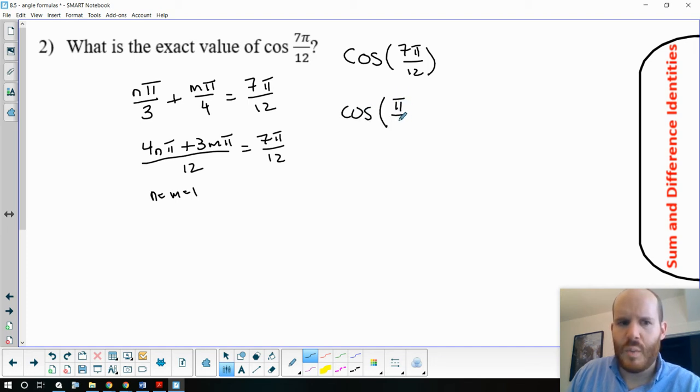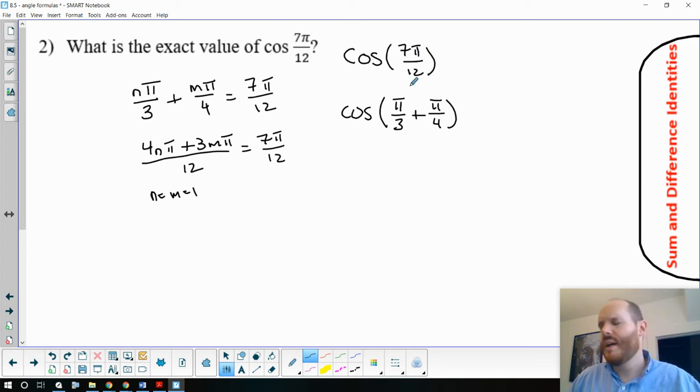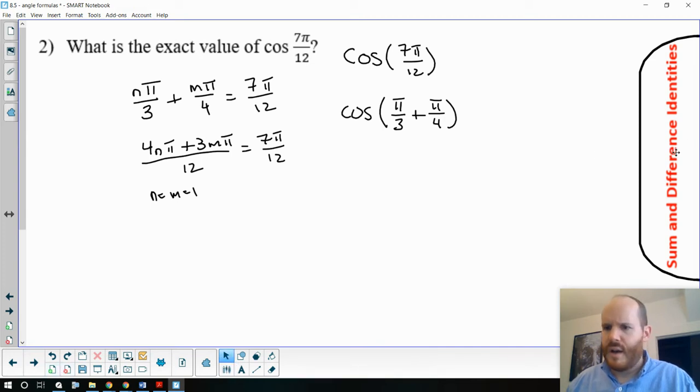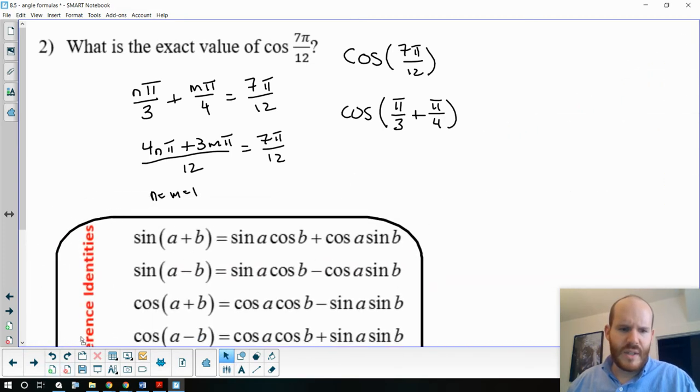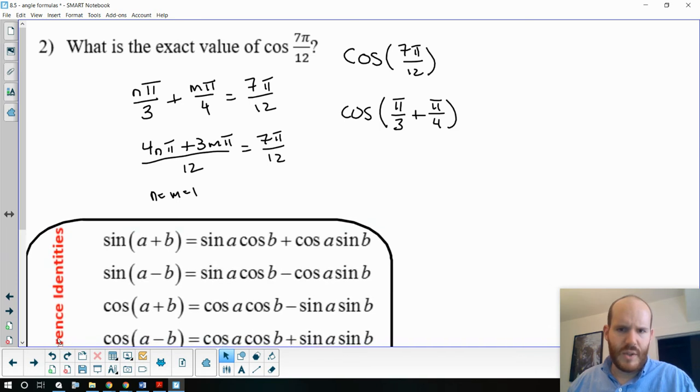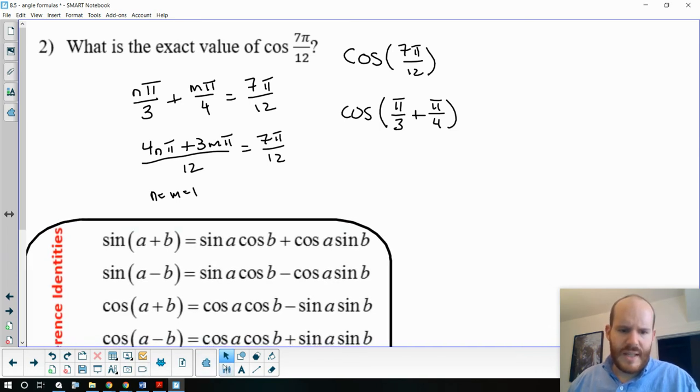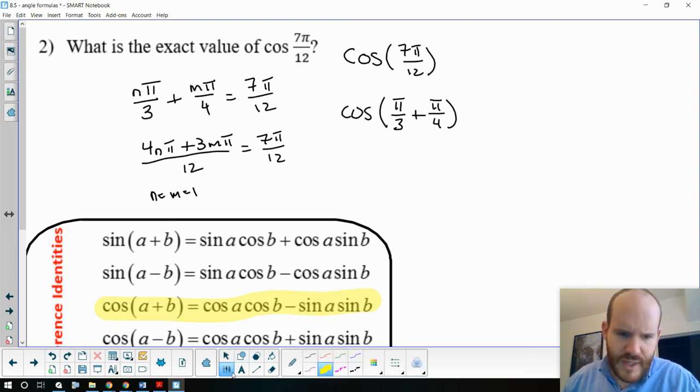So if n is 1, then this would be pi over 3. And if m is 1, this would be pi over 4. So what happens when I sum these two together is I will get 7 pi over 12. And the reason I wanted to do that is so that, if I look at these identities, and I'm just going to bring it down here just so I can focus on the identity I'm looking for, the sum identity for cosine is here. I can use that sum identity. It's just going to be in terms of radians this time.